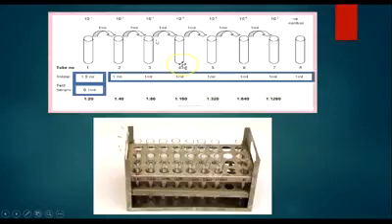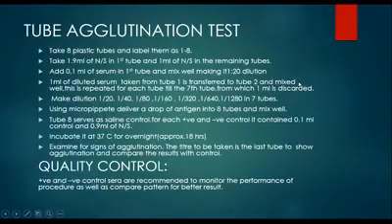In this way we repeat the steps till the 7th tube, and you can see the dilutions as well. Taking out 1 ml of sample from the 7th tube, we are not going to transfer it into the 8th tube; rather, we are going to discard it because our 8th tube is the control.